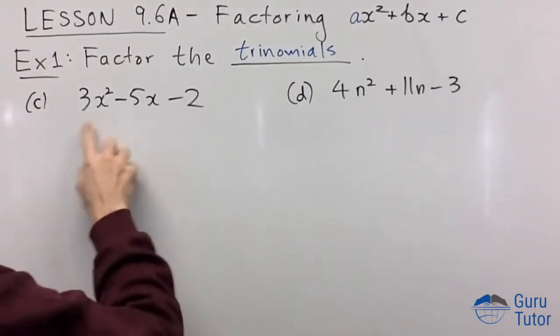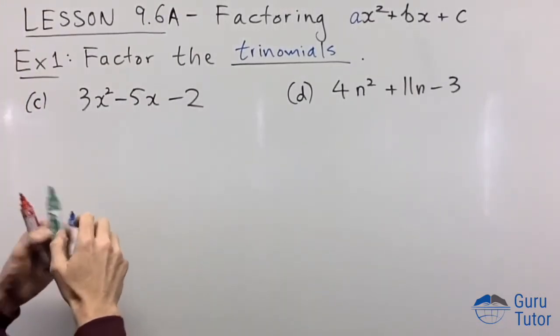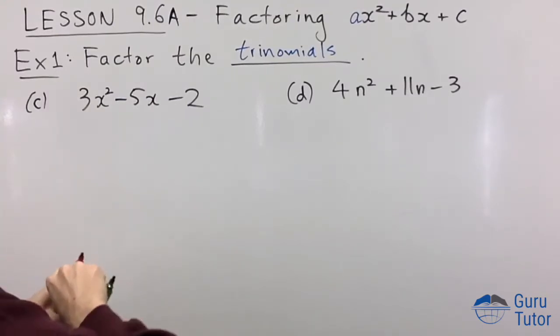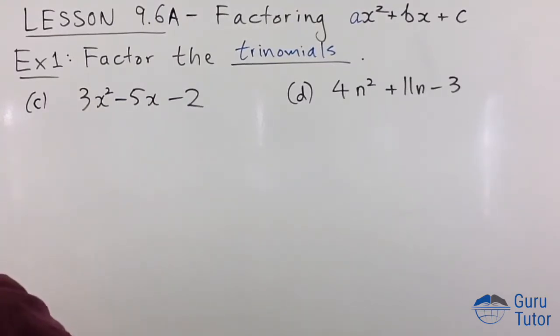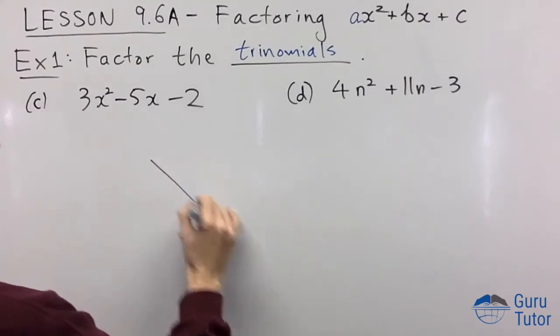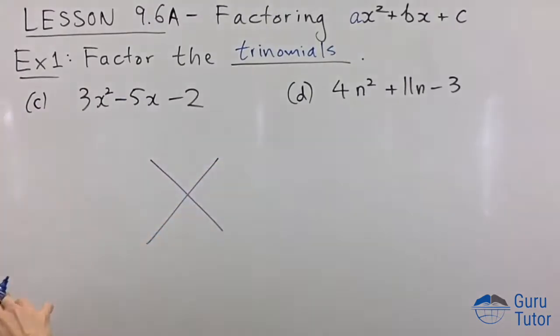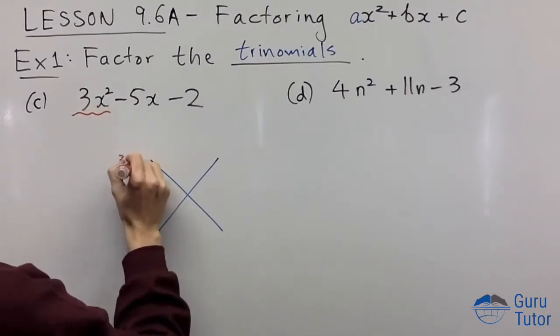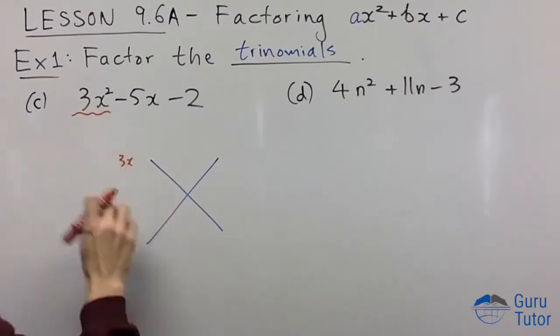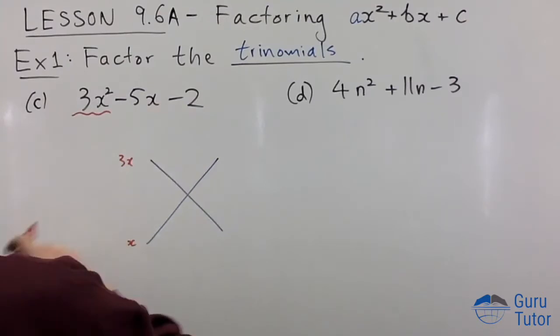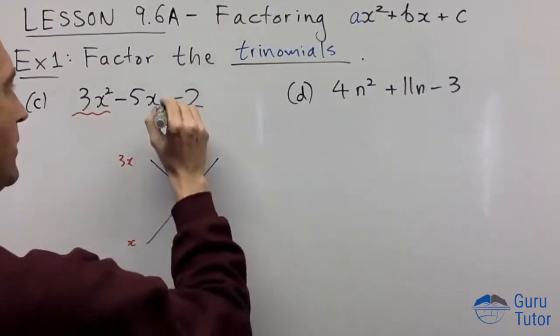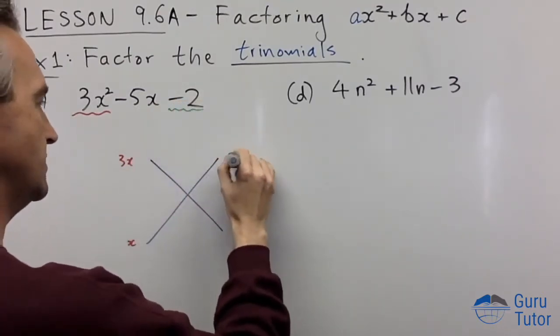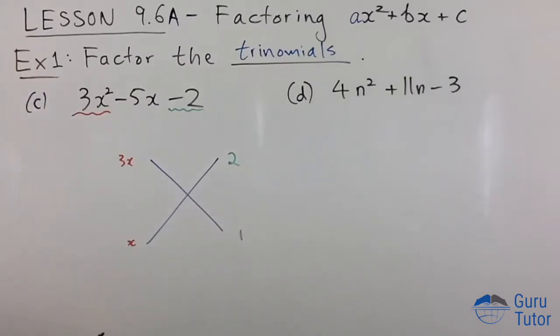3x squared minus 5x minus 2. So I'll still do my colors today. I'm going to do our cross method here. The factors of 3x squared are going to go here and here. So easy, 3x and x, because 3 is prime, so it's just 3 and 1. Factors of negative 2 are going to go on the right side. So 2 and 1, to start off with.